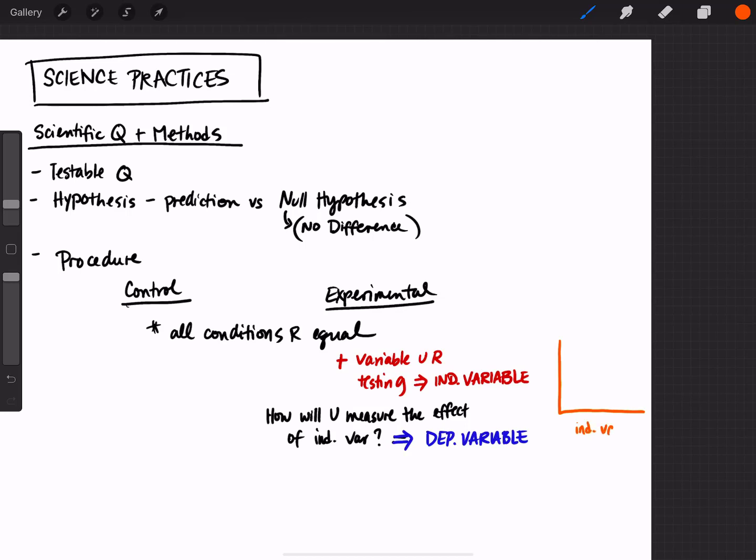Now, when you're graphing your data, keep in mind your independent variable is usually on the x-axis, and the dependent variable will go on the y-axis. Don't forget to include units of measurement.